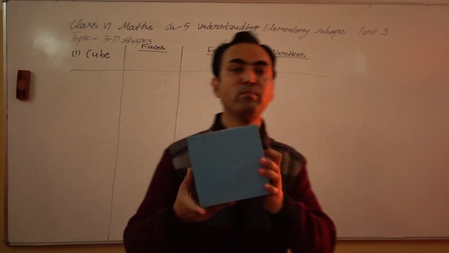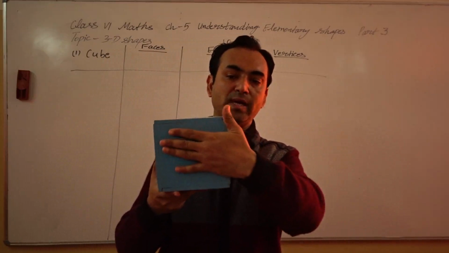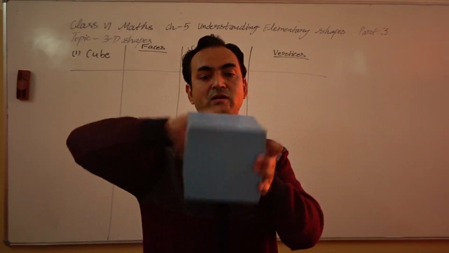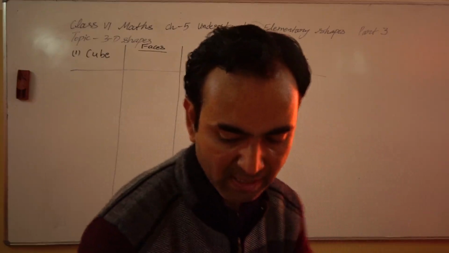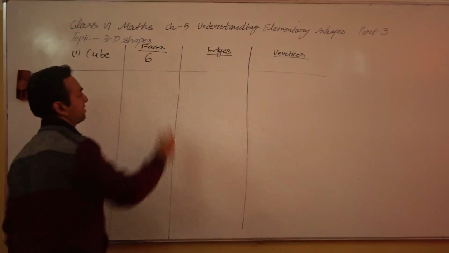Now we will count the number of faces in the cube. How many faces in the cube? 1, 2, 3, 4, 5, 6. So in a cube there are 6 faces.